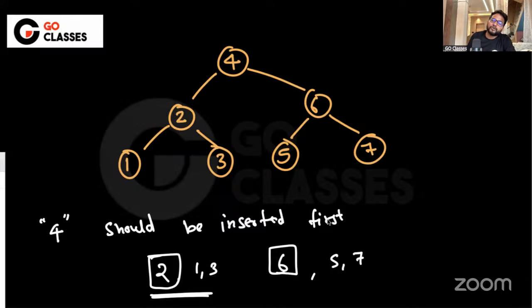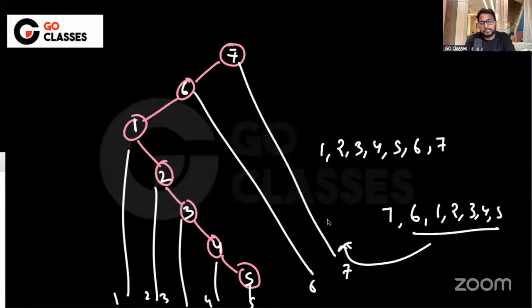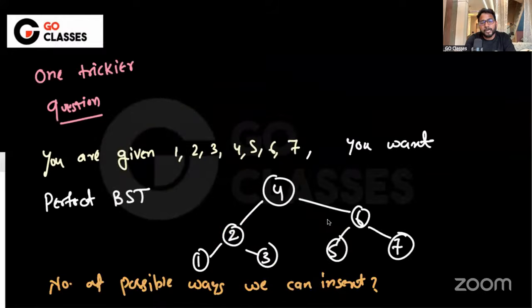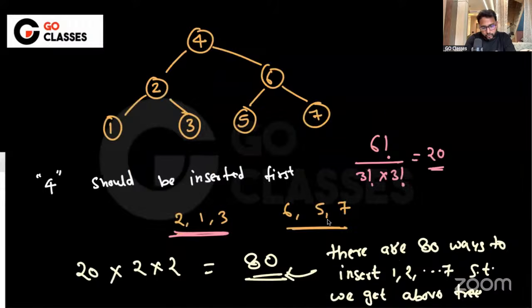So you observe one thing: getting this is more probable than getting the skewed tree. Getting a skewed tree is just 64 ways, like you can insert in 64 ways, and here you are having 80 ways. So this is more probable.